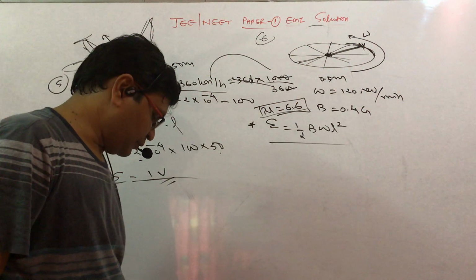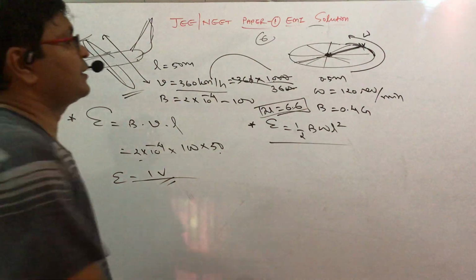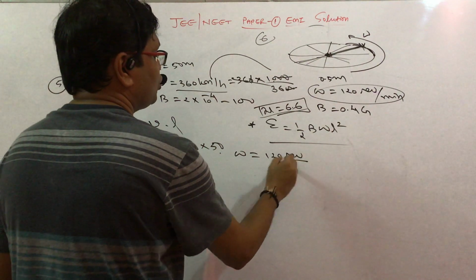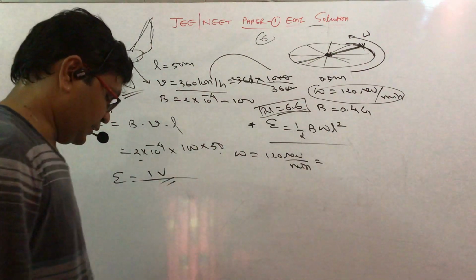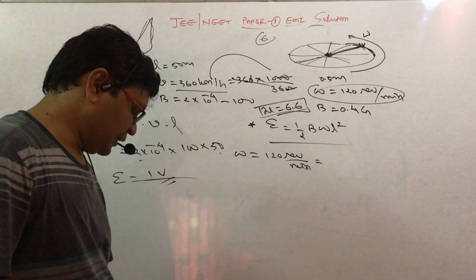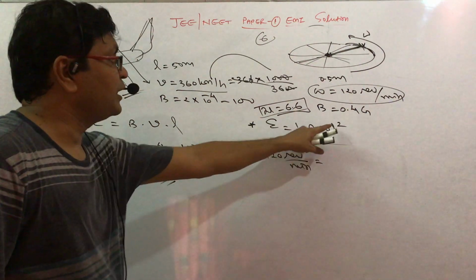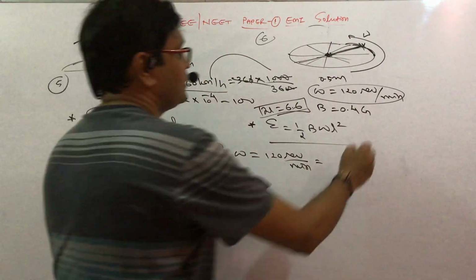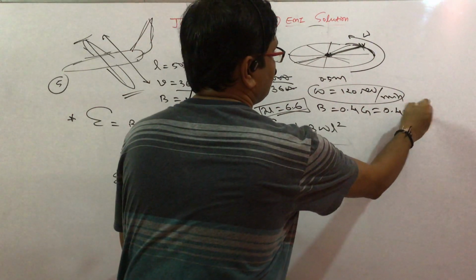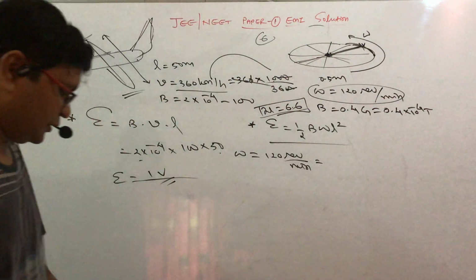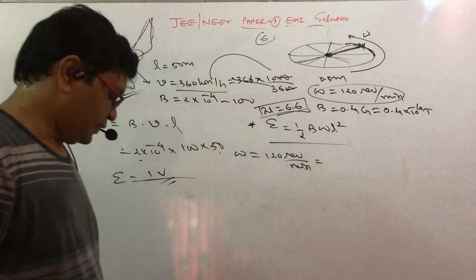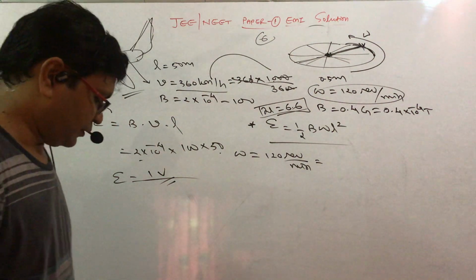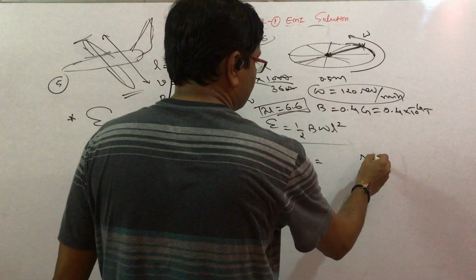So you have all the values, but there is a catch here that many people do not notice: omega is 120 revolution per minute. Let me tell you about the data again. Only omega has to be changed. The value of L is 0.5 meter, and B is also given as 0.4, so I can directly write 0.4 into 10 raised to minus 4 Tesla. Just check it. Now 120 revolution per minute. How can you convert it into radian per second?